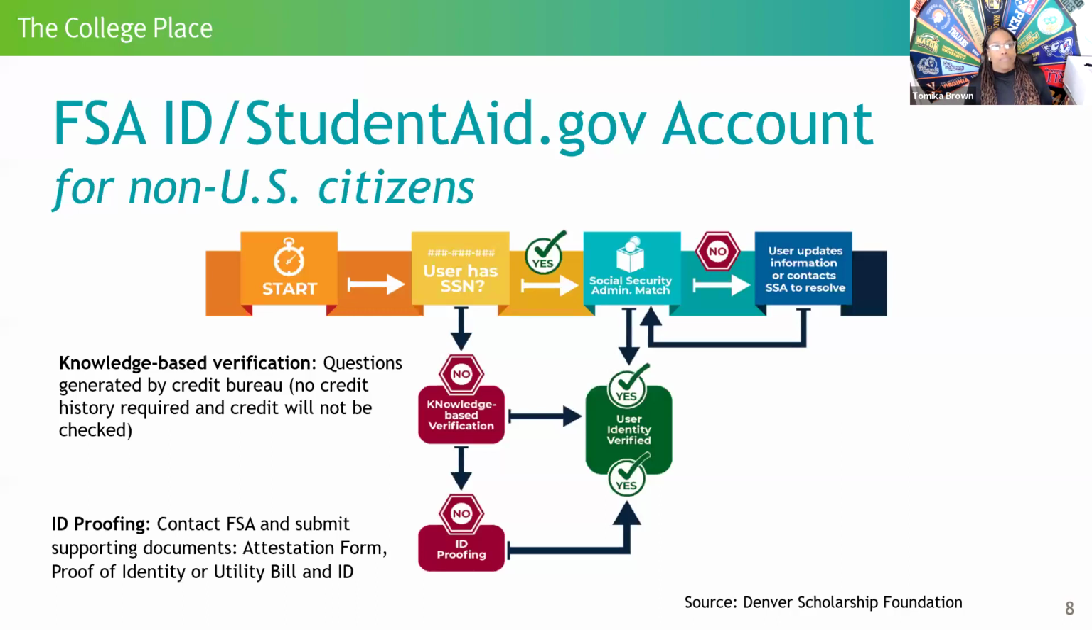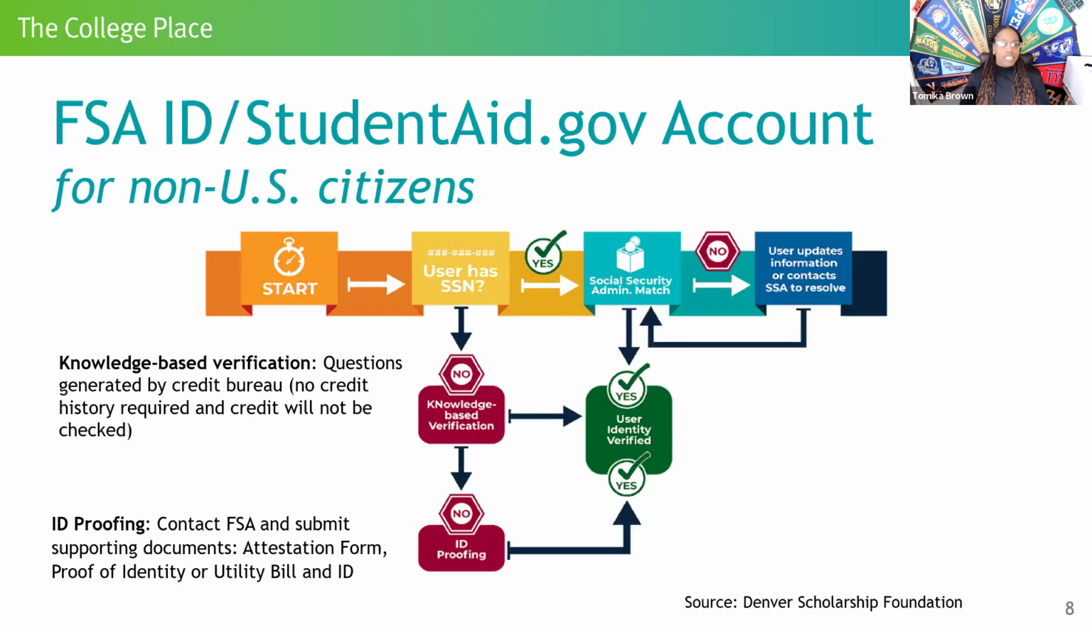All right, for non-US citizens, they have created a process for them to be able to access or create an FSA ID. So this is kind of a flow chart that explains what that process will look like. Once they get on the FSA ID screen, we saw how parents who do not have an FSA ID can click the box and say they do not have a Social Security number. Well, then they will go to the knowledge-based verification process.